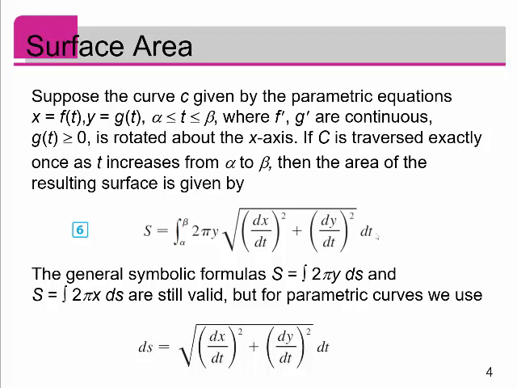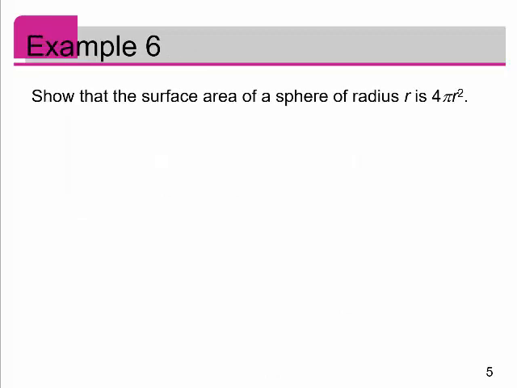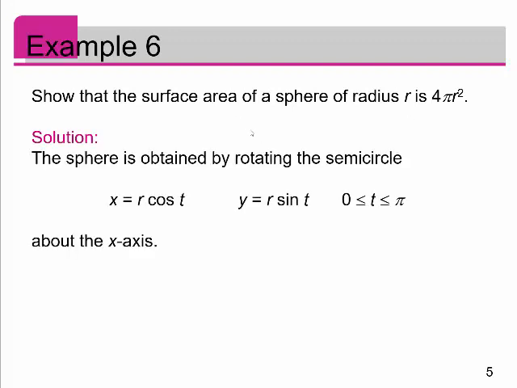So the general symbolic formulas S equals the integral of 2 pi y ds, and S equals the integral of 2 pi x ds, are still valid, but for parametric curves we just use ds equal to this arc length part we saw. Just follow this formula. Let's do one example with this. Let's show the surface area of a sphere of radius r is 4 pi r squared. We want to show this.